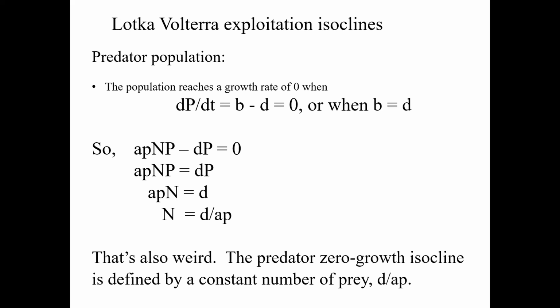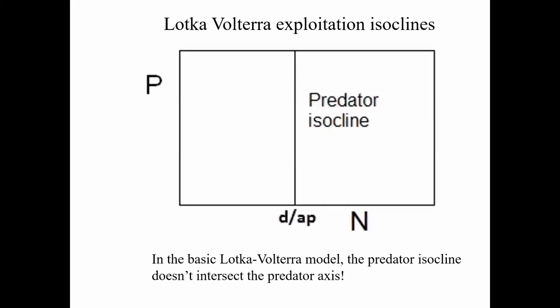So once again, we have a really weird result. And what does that do for us? Well, here it is. Here's the predator isocline, and it's straight up and down because it's a constant. D divided by AP is constant. And the predator isocline never touches the predator axis. It intersects right here and it goes straight up. If you have this many prey on the right side, you have enough prey for the predators to increase. So they will increase from bottom to top. If you have fewer prey than that, they will decrease from top to bottom.